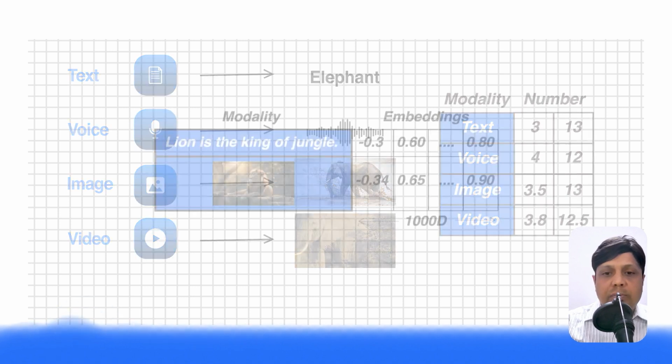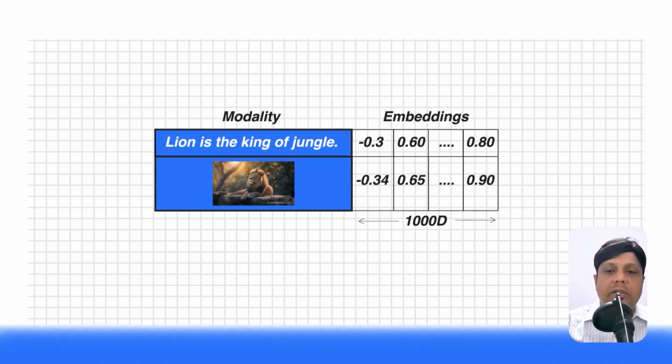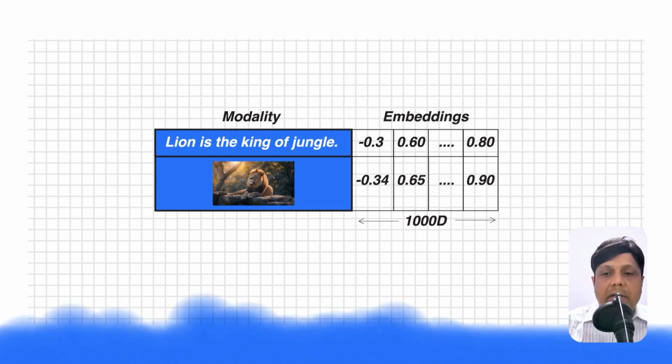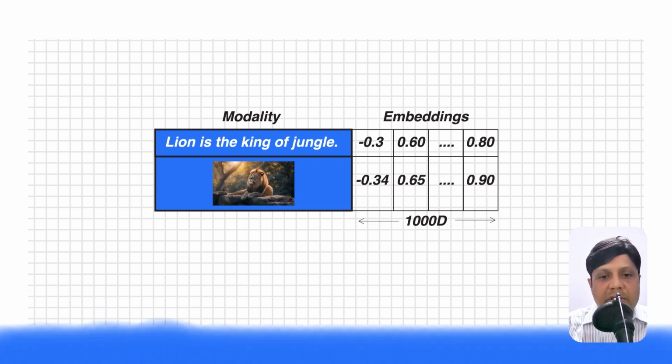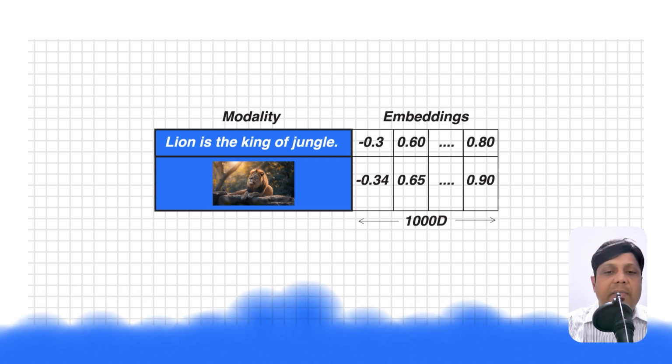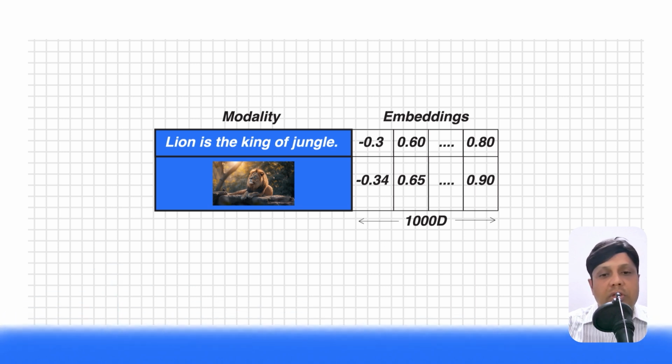So what we'll do is first embed all the modalities in the same 1000-dimensional space. It could be a text which says lion is the king of the jungle. At the same time, it could be an image of a lion sitting on a rock in a jungle. Now these two are different modalities, but their vector embeddings should be almost the same.